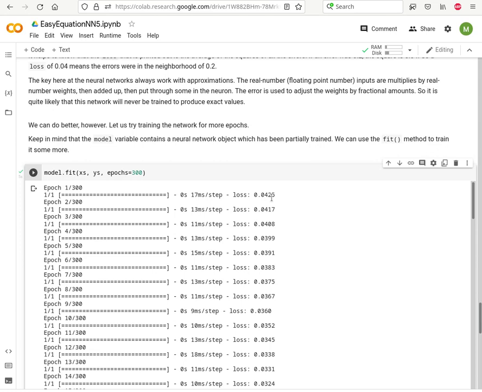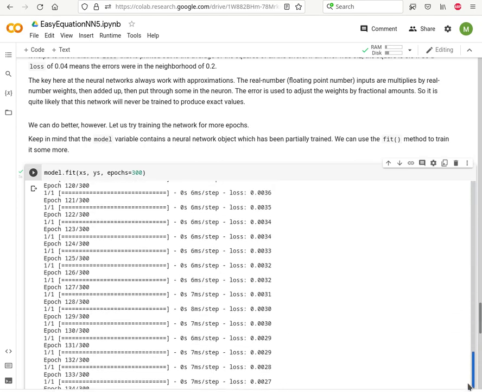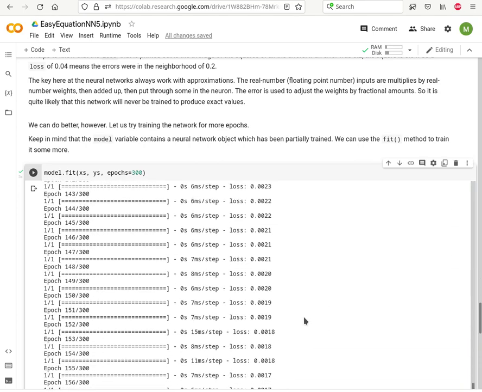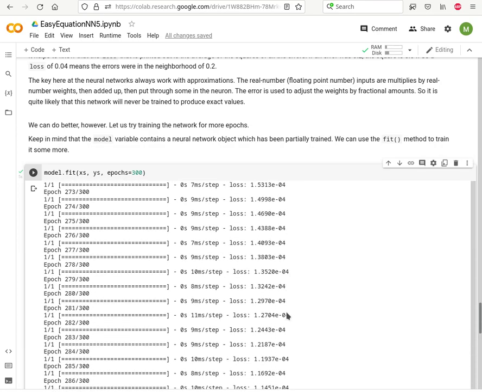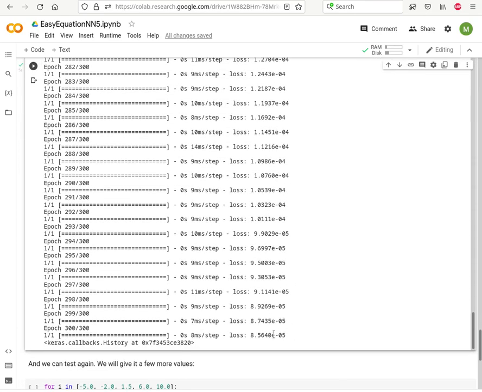That object contains the neural network trained that far. And then after another 300 epochs, our error is what? It's down in the 10 to the minus 4th range. 8 times 10 to the minus 5.